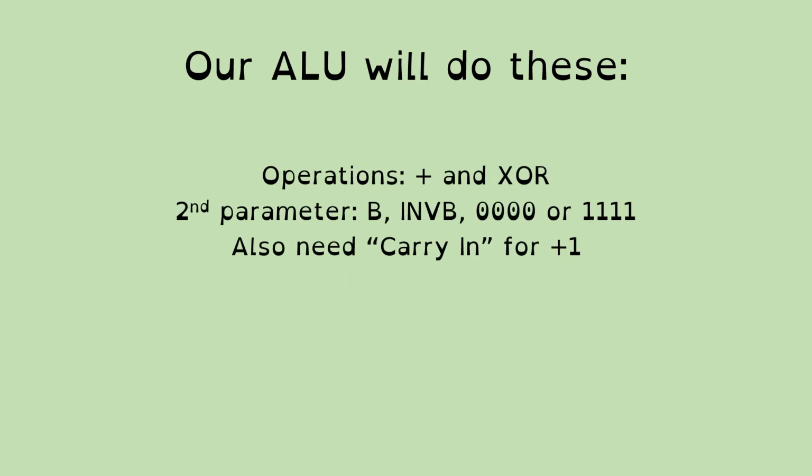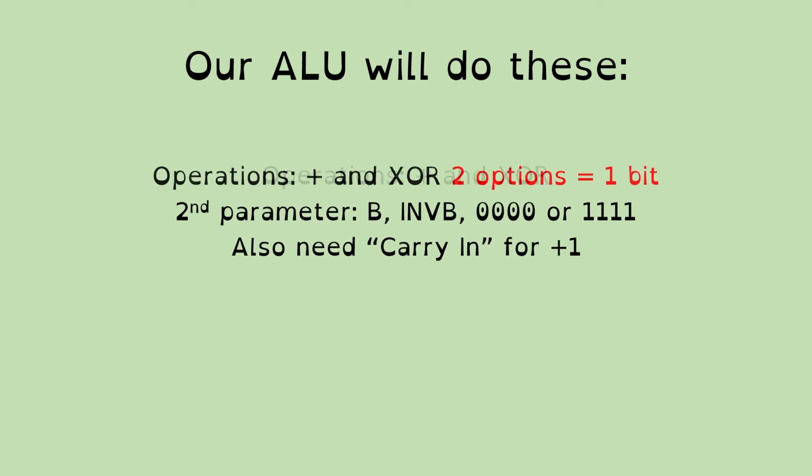Okay, so let's have a look at these 3 things then. This is boiling down what we want our ALU to be able to do. We've got these 2 operations, add and XOR. We know how to do hardware for add. XOR is really easy, of course, we just use XOR gates. And we want to be able to tell the ALU which of these to use. For that, we've got 2 options, so we only need 1 bit of information to tell it which one it's going to do.